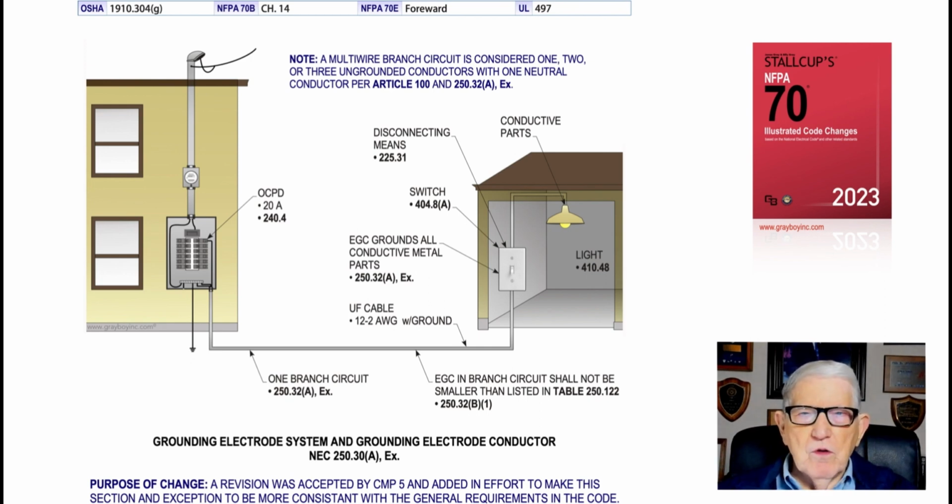You can use the equipment ground off that 20 amp breaker there, which would be number 12, to ground and bond the light in the switch back to the earth ground at the service equipment located at the dwelling unit. And that's all this illustration is illustrating to the user of the NEC.